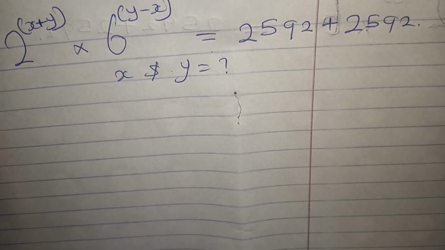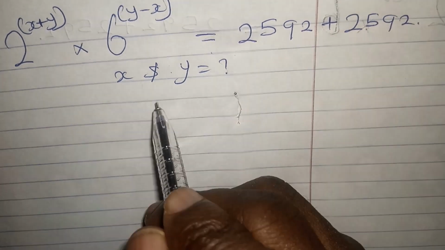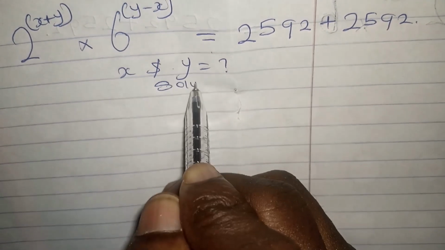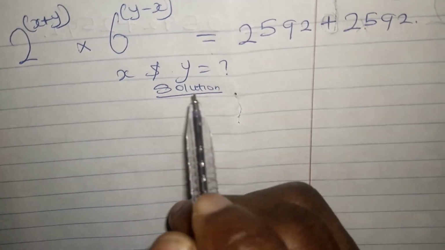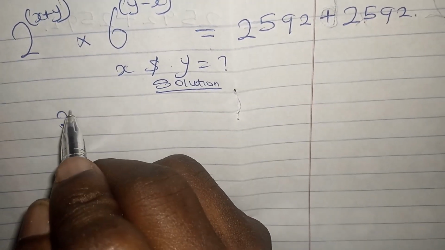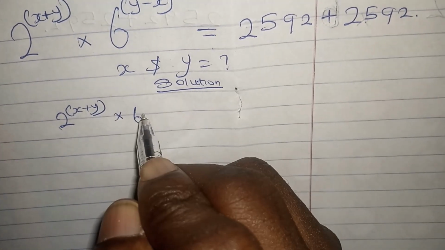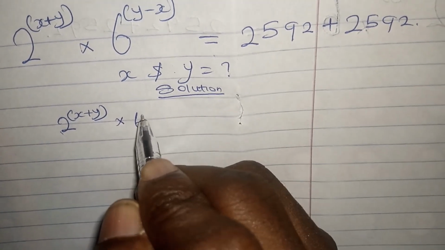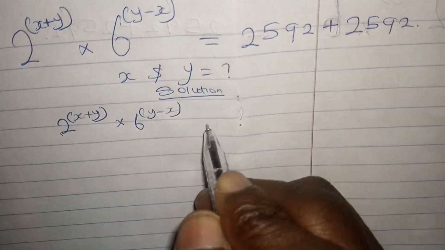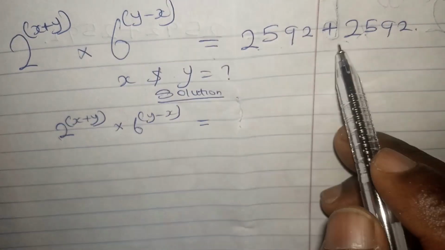So let's see how we can solve for the possible values of x and y. So I'll say solution first of all. Then write the question, which is 2 to the power of x plus y times 6 to the power of (y minus x) is equal to. So the first thing we are going to do is add these two numbers together.